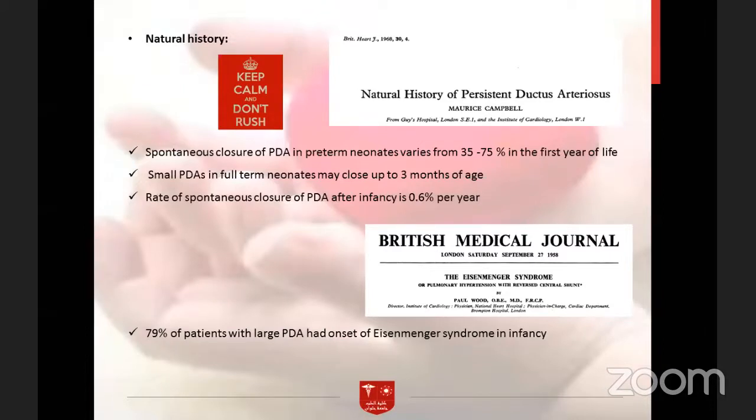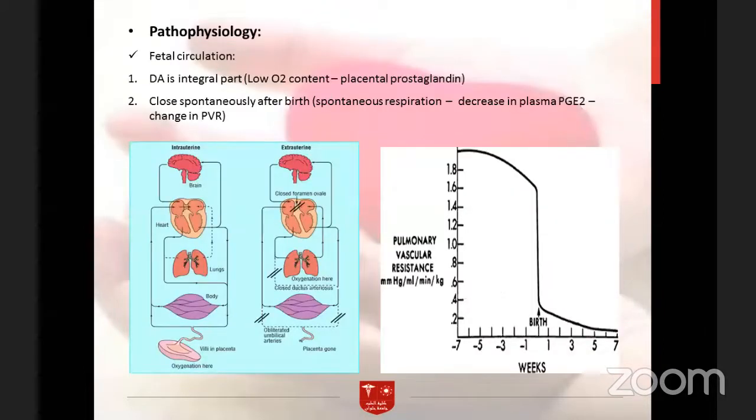Before proceeding to pathophysiology, I would like to highlight that the ductus arteriosus is an integral part of the fetal circulation, and it's kept patent in fetal life due to low oxygen content and placental prostaglandins. Several changes occur in the circulation immediately after birth, resulting in spontaneous closure of the PDA.